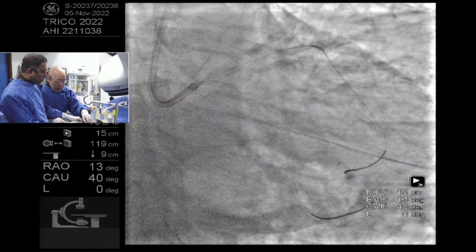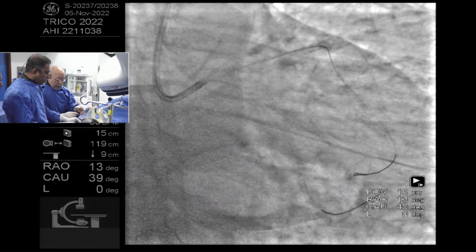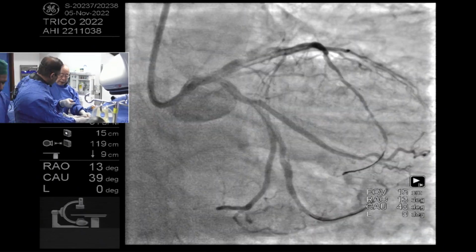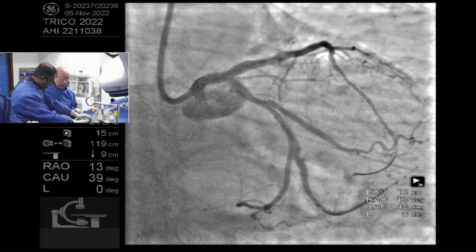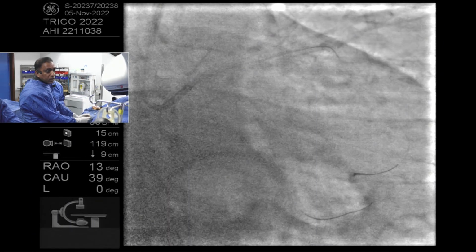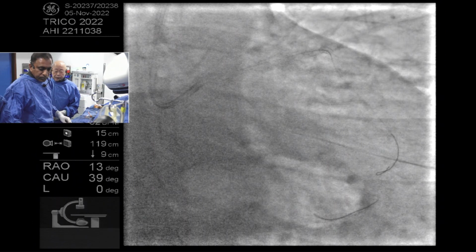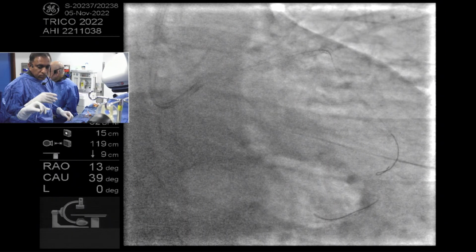Okay, repot now. This is maybe the last one, and I want to do the final IVUS in the LAD. Are you ready? I just want to check this one. This is the final. Final IVUS next.